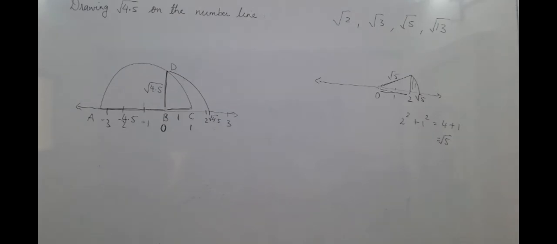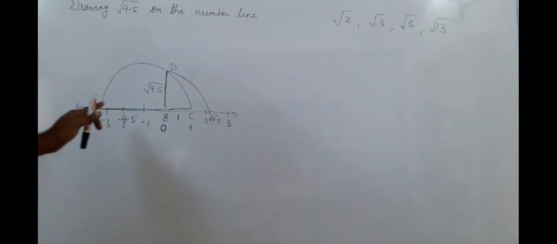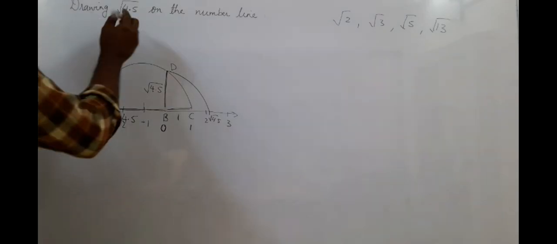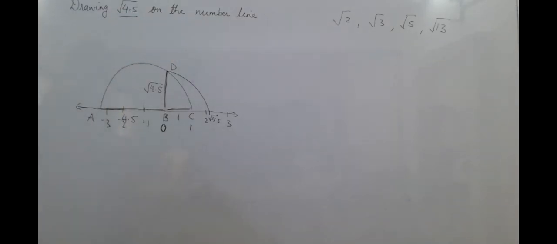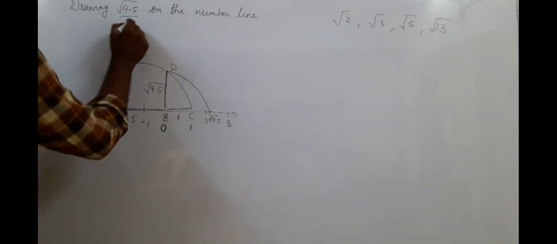I'll do one more sum, but before I do the sum for you, let me look at the mathematical theory. We have done this in the previous video, kindly go through it. And now let us see the mathematical theory for it. What I have to draw on the number line? Root 4.5. Okay, I want to draw root 4.5 on the number line. Let us say I want to draw root 7.2 on the number line. Okay, so what I intend to draw? I intend to draw root 7.2 on the number line. So whichever number you have to draw on the number line, you call this number x.